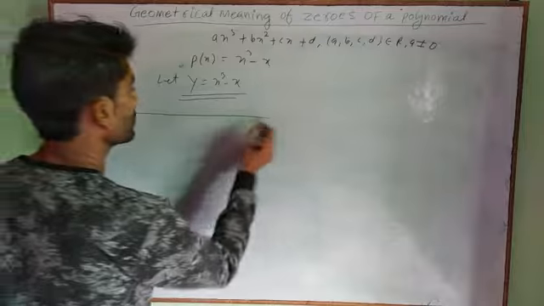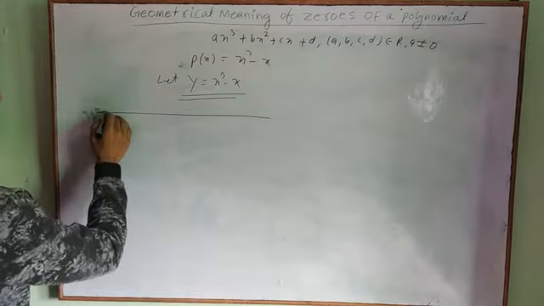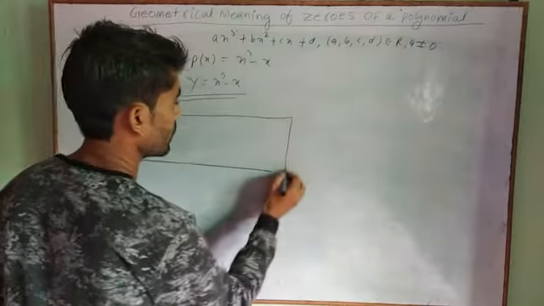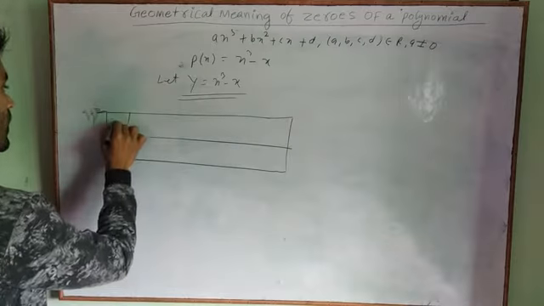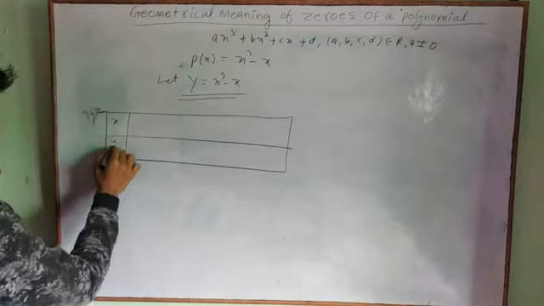So I'm taking the values here. Look at this. This is the x value, this is the y value. Okay.